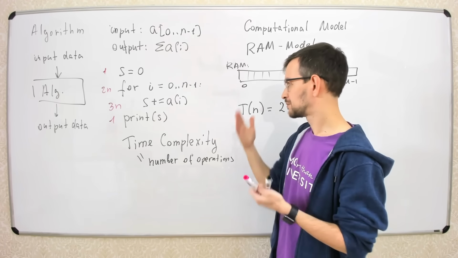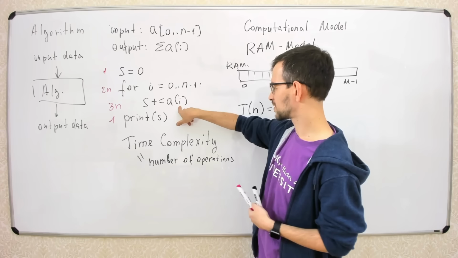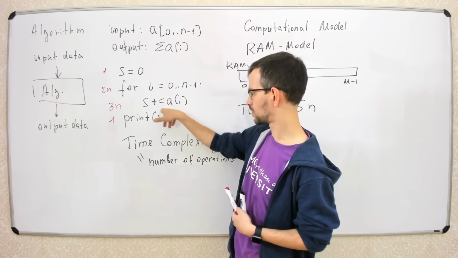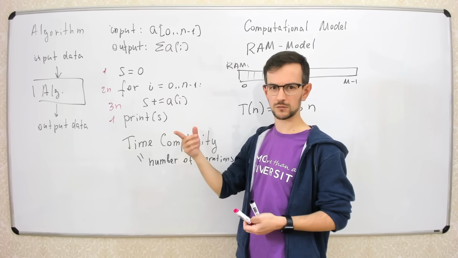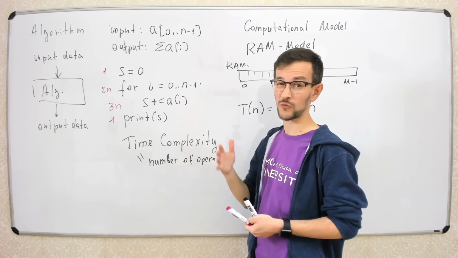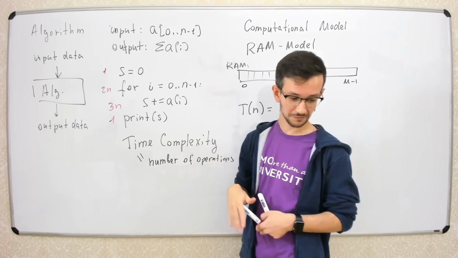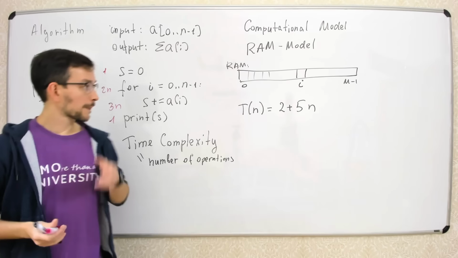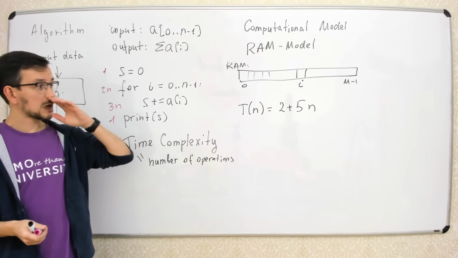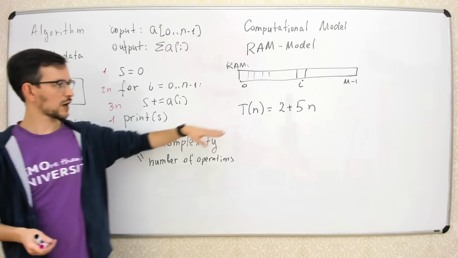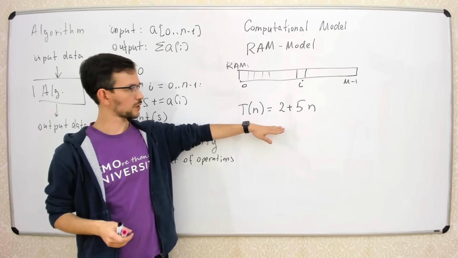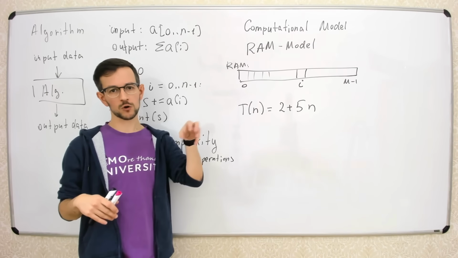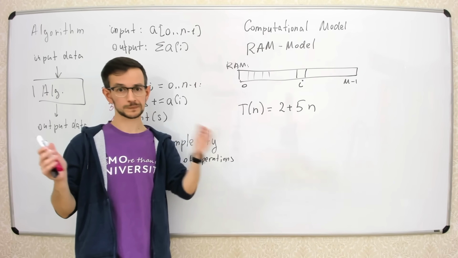We need to load this from the array, then calculate this sum, and then put this sum back into variable s. So we need about 3 operations. It's not very important, we'll talk about it later. So when we calculate the number of operations, we have something like that. This is some function which explains how the time grows when you increase the size of the input.